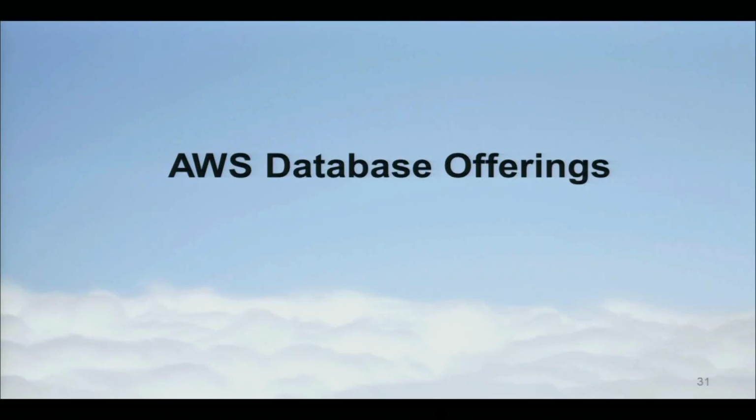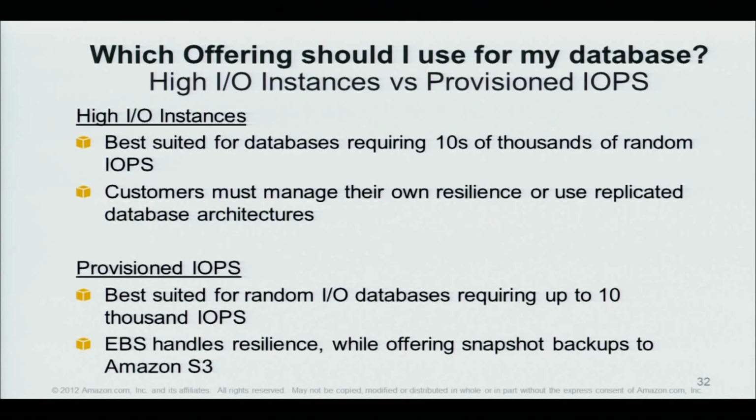Very quickly, I wanted to talk about database offerings that we have at AWS. We have a number of new features, as you just heard about, that support databases. So one of the first questions that we get from customers is, which offering should we be using for our databases? Should we be using the Provisioned IOPS volumes, or should we be using high I/O instances? If you have databases that require tens of thousands of random IOPS, as I mentioned, 50, 60,000, over 100,000 read IOPS, definitely high I/O instances are very, very compelling, especially if you are able to manage your own resilience or use some kind of replicated database architecture. Those are the use cases for which we would recommend high I/O instances. They're very, very cost effective from an IOPS perspective. Provisioned IOPS volumes provide you with a lot of flexibility because you can scale their size.